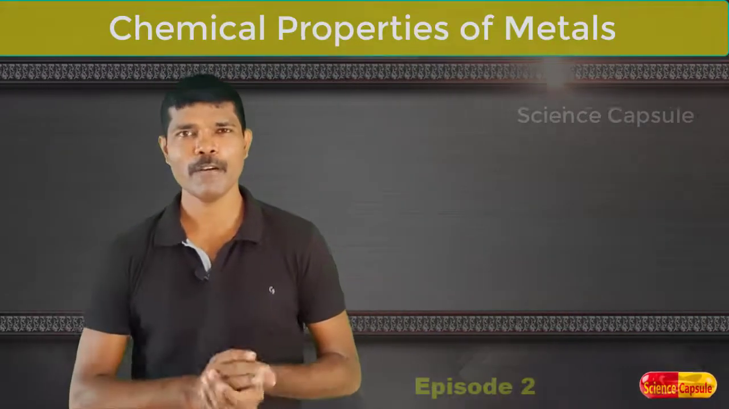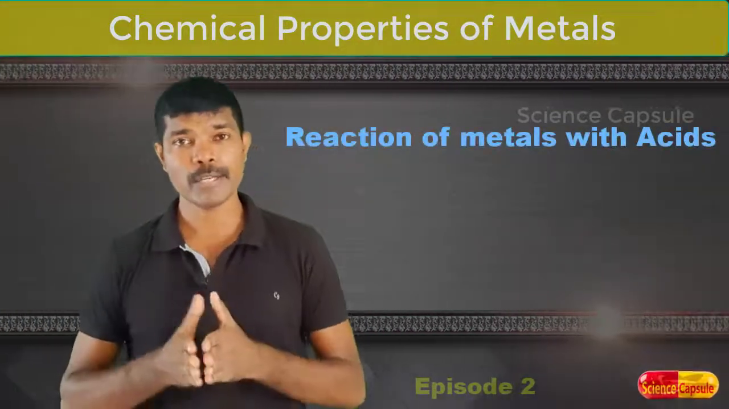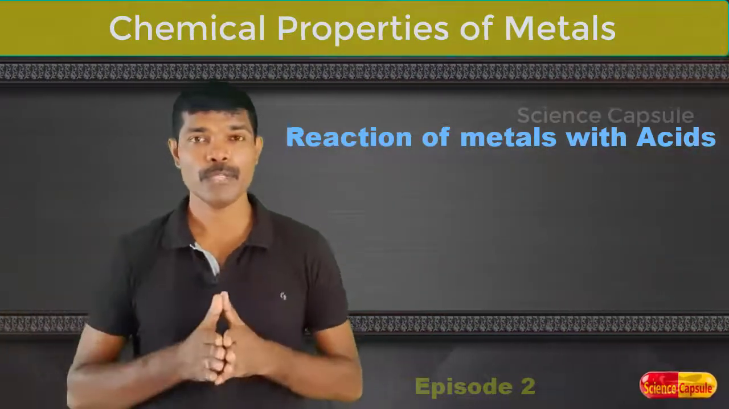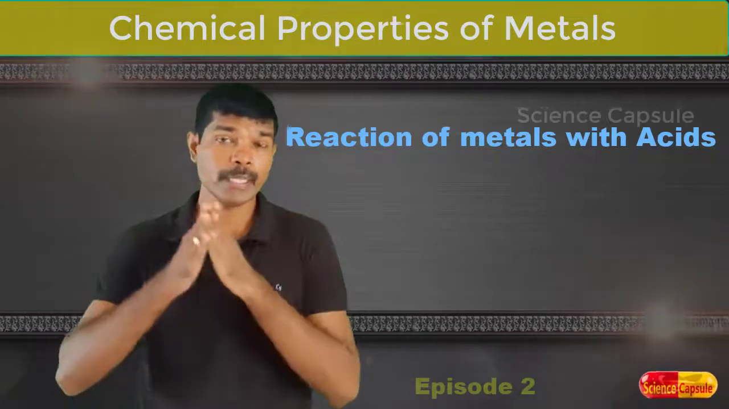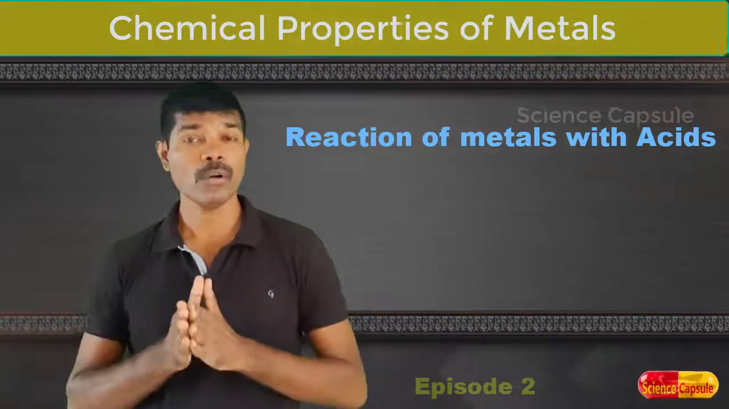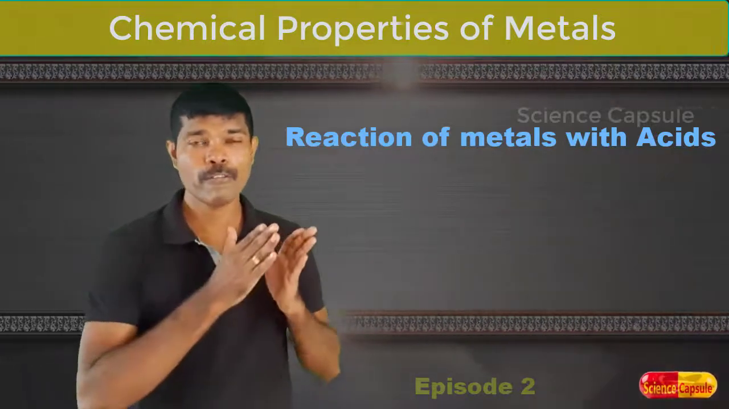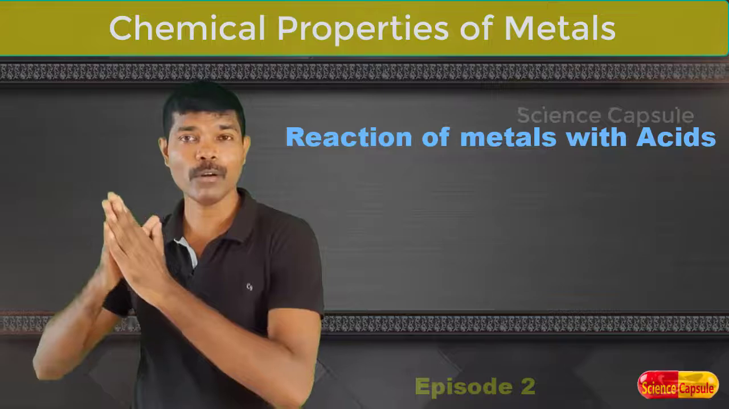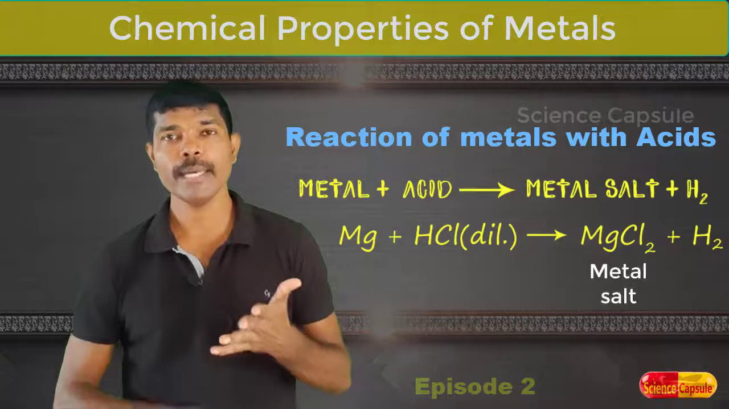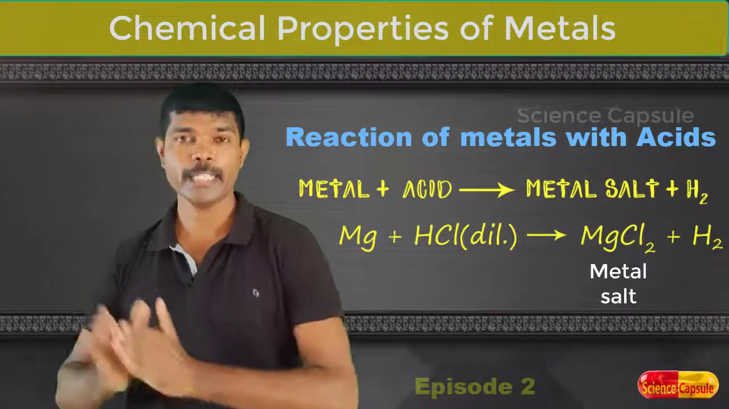The third chemical property of metals is what happens when metals react with acid. The same chemical reaction we have already seen in the previous chapter. Once again, we have to recall some of the important points. Basically, when metals react with a dilute acid, a metal salt forms and hydrogen gas will be evolved, which we have already seen. Now, the reaction of metals with all the dilute acids will not produce metal salt and hydrogen gas. Only with dilute hydrochloric acid and dilute sulfuric acid, the metal salt and hydrogen gas will be produced.